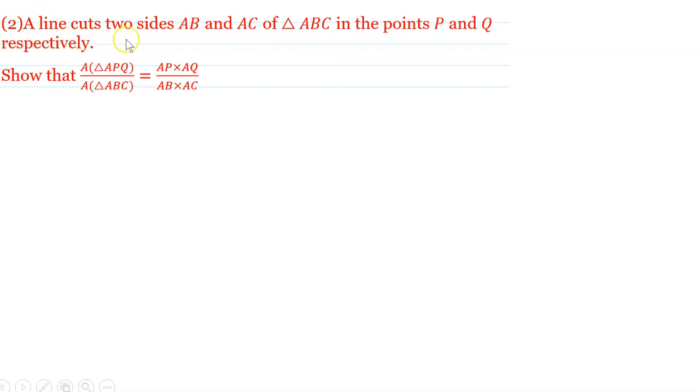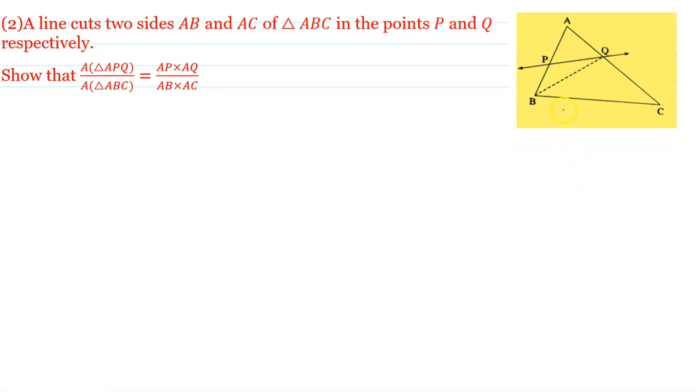A line cuts two sides AB and AC of triangle ABC in points P and Q respectively. Then show that area of triangle APQ upon area of triangle ABC is equal to AP into AQ upon AB into AC. Now see the figure here. This is the triangle ABC, and the line PQ intersects AB at the point P and AC at the point Q.